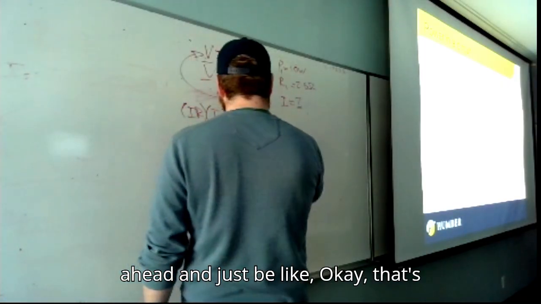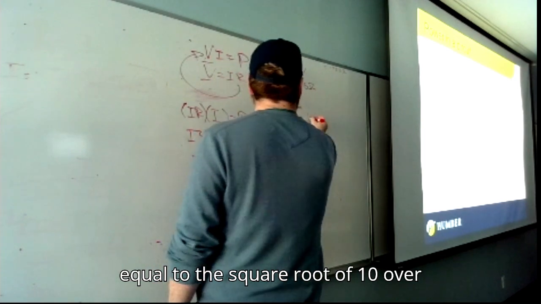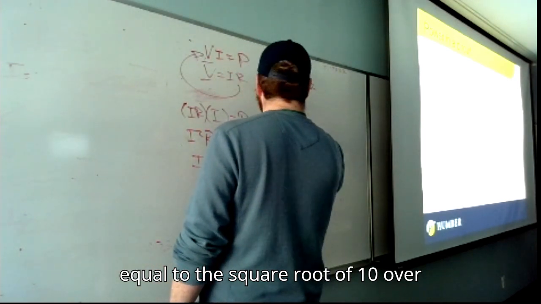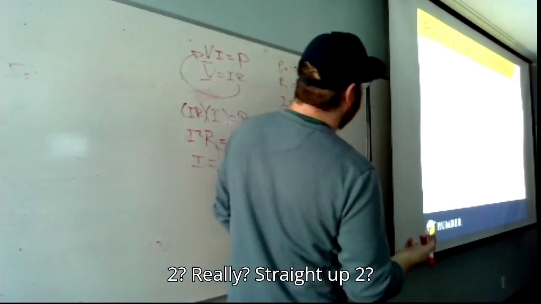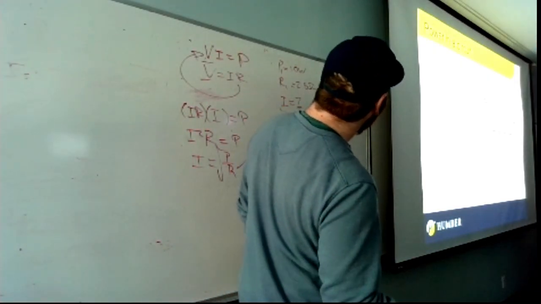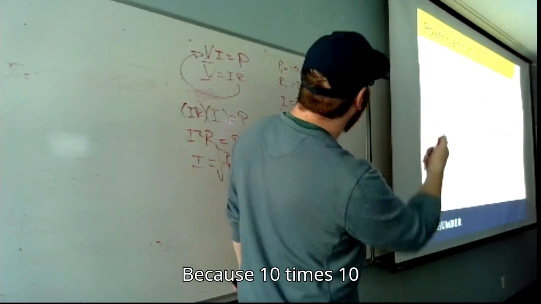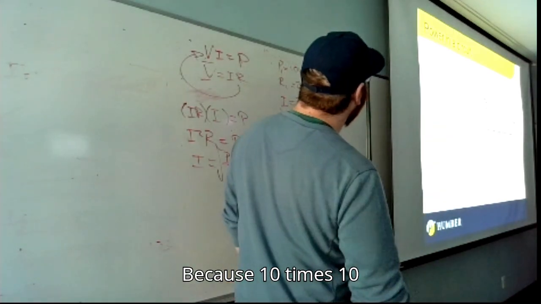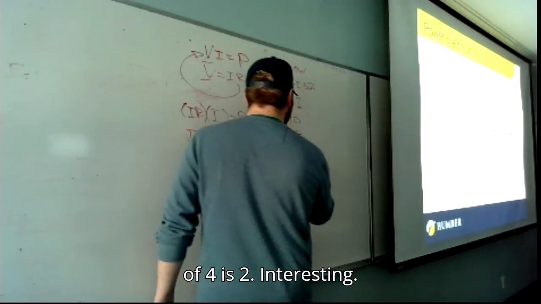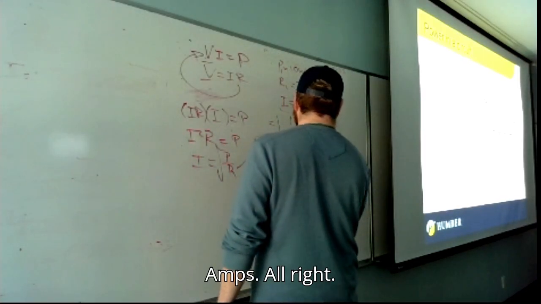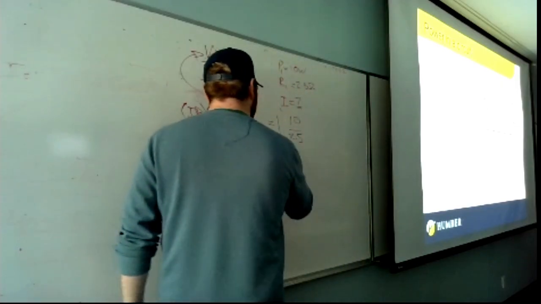We can go ahead and just say that's equal to the square root of 10 over 2.5. What does that give me? 2. 2? Really? Straight up 2? Yep. Because 10 divided by 2.5 is 4, and the square root of 4 is 2. Interesting. 2 amps. Exactly.